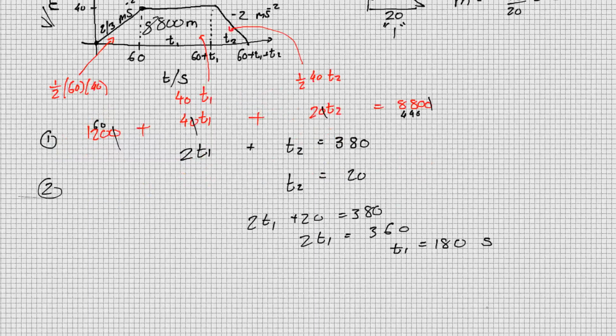So the question was, what's the total time? So that's 60 plus 20, that's the T2, plus the T1, that's 180. So 180 and 20 is 200, 260 seconds. That's 40 seconds short of 5 minutes, isn't it? So that's 4 minutes and 20 seconds, I think. Right.